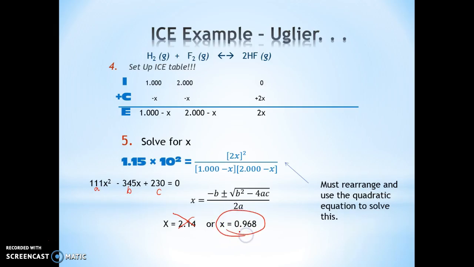This is the answer that we're going with. And you're always going to do that. You're always going to assume the answer that makes the most sense. You can't have negative answers either, because you can't have negative concentrations. So we're going to use the 0.968.